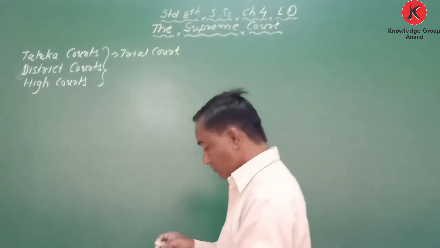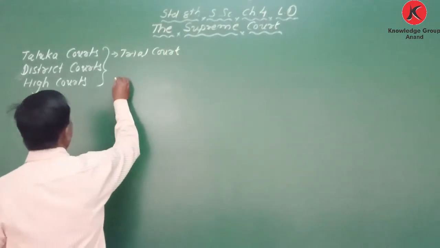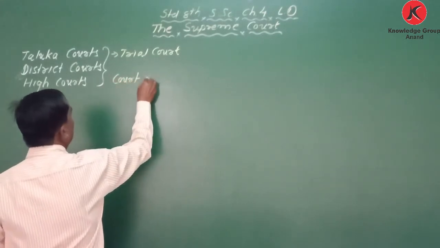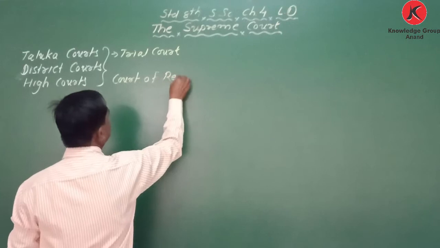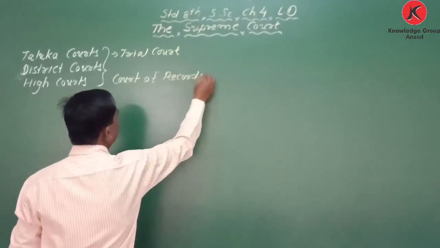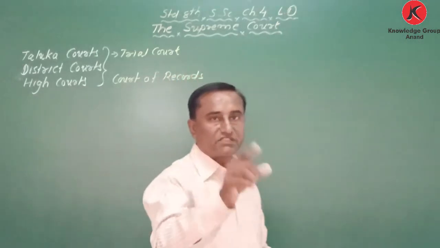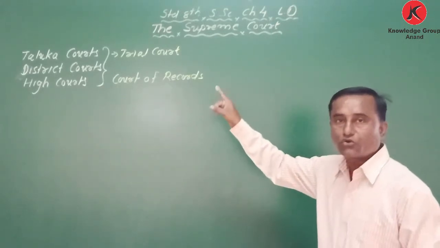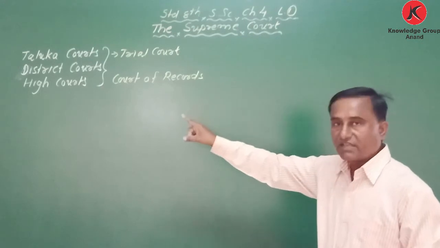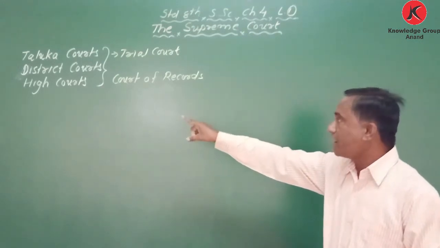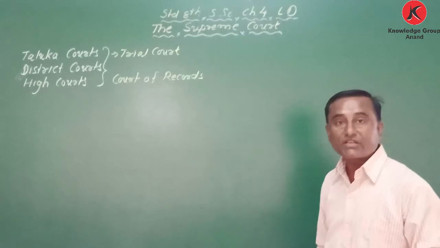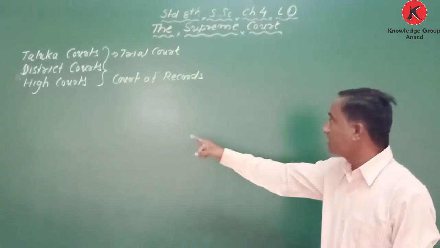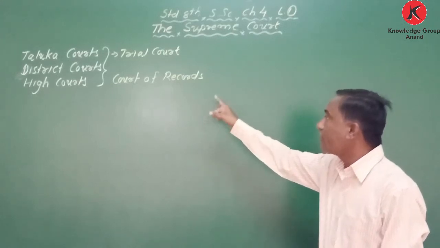So the high court is called the court of records. Got it? Once again, the taluka court is the lowest court, also called the trial court. After that, the district court, and after that, the high court. The high court is the apex court of the state. It is also called the court of records.